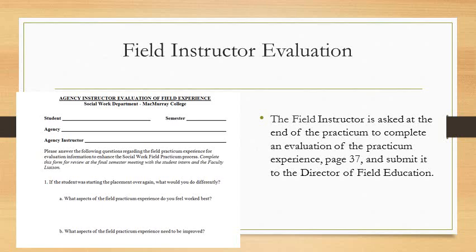The last piece of documentation that is part of the field practicum manual and the field practicum experience is the agency instructor evaluation of field experience. The field instructor is asked to complete this evaluation that can be found on page 37 in an effort to provide the Director of Field Education information about the entire practicum experience. Once completed, this evaluation can be directly submitted to the Director of Field Education.